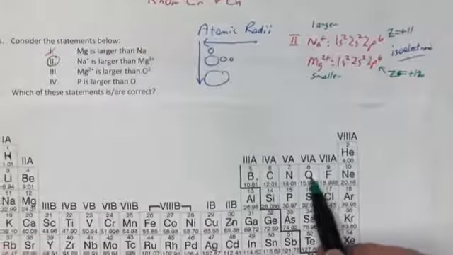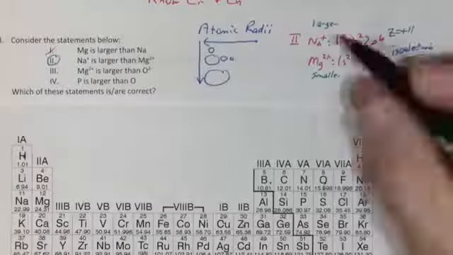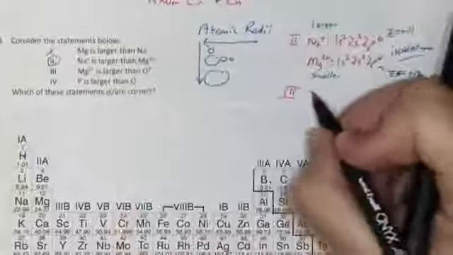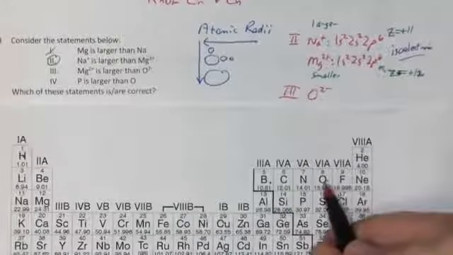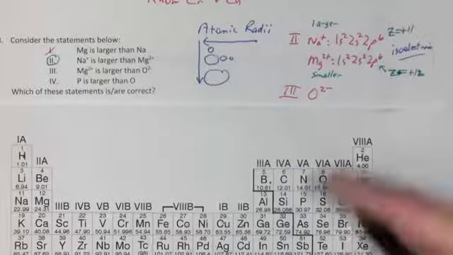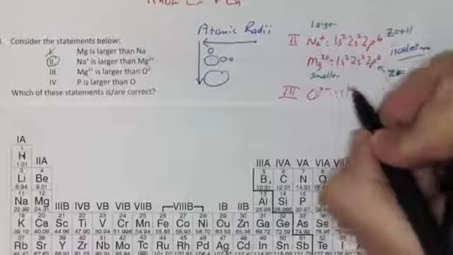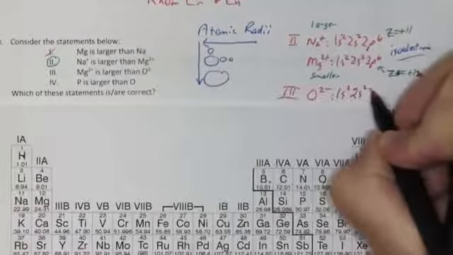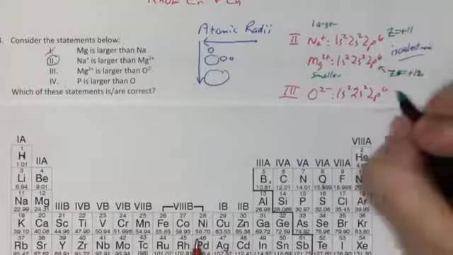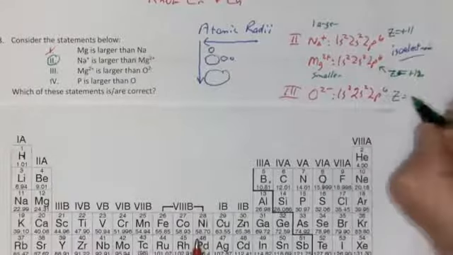Next, magnesium 2+ is larger than oxide. So here's magnesium 2+, and here's oxide. For Roman numeral 3, let's write the electron configuration for oxide, O2-. O2- has 2 more electrons than the neutral oxygen. It's the same as neon also. It's also isoelectronic. O2- is 1s2, 2s2, 2p6. So what is the nuclear charge for oxide? Well, oxygen has 8 protons, so it's plus 8.